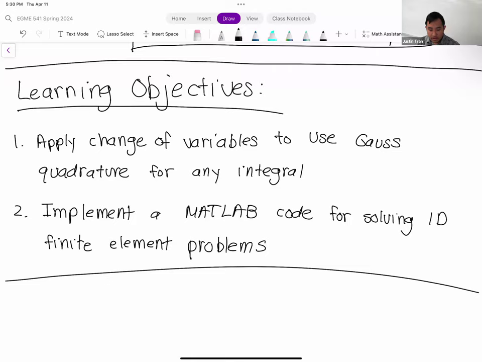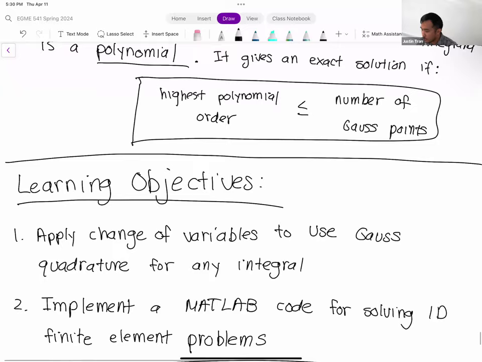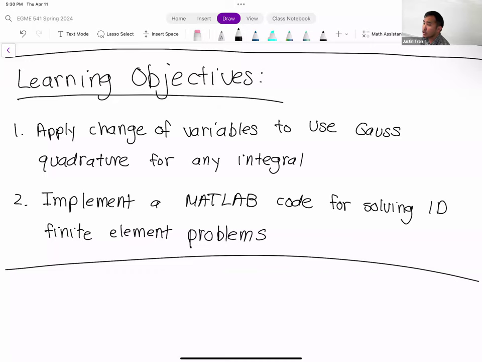I think we left off in the middle of something last time. So we're going to finish up where we left off on Gauss quadrature. The last thing we have to learn is how we can apply Gauss quadrature to any integral or for any integration bounds. So we'll do that today. We have an example for that.